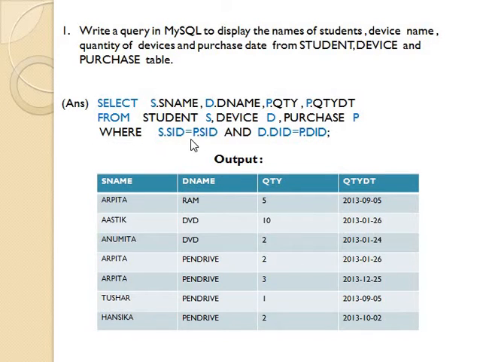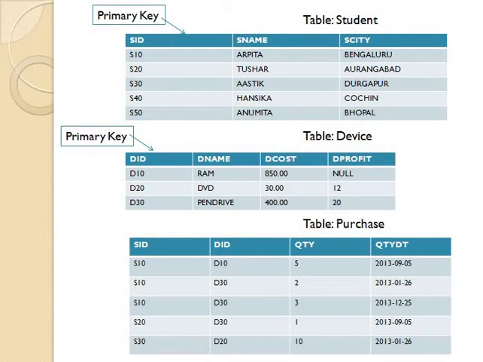The first part of the joining condition says s.sid is equal to p.sid. That means student.sid should be equal to purchase.sid. Now when student.sid is equal to purchase.sid, then for one S10 entry value for the SID column in the student table, there are 3 S10 entry values for the same SID column in the purchase table, as shown here.